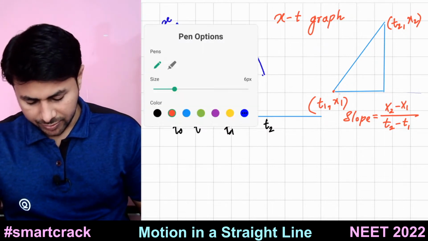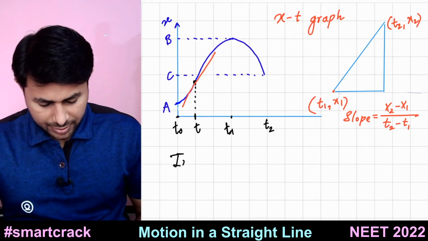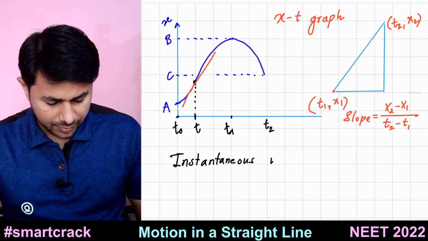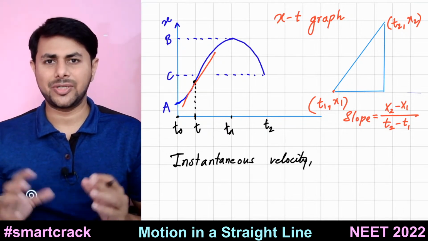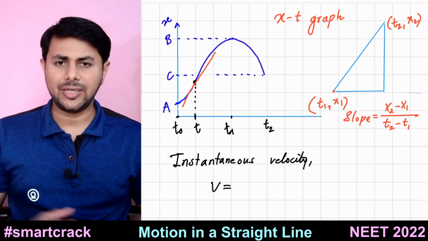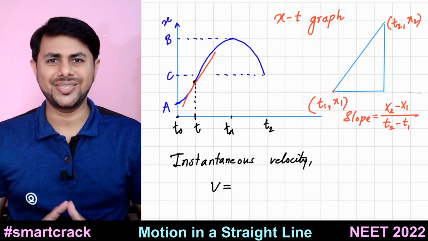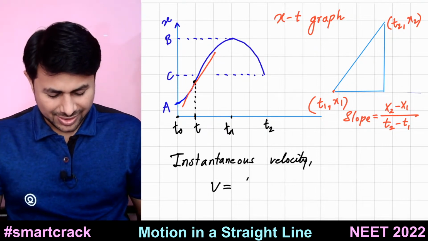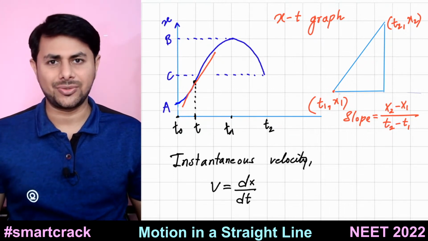So what is instantaneous velocity? Instantaneous velocity is the velocity of an object at a particular instant of time. Mathematically we indicate that by derivatives. We have learned this in 11th standard. So mathematically the slope is represented by the derivative, the slope of the tangent line to a curve.